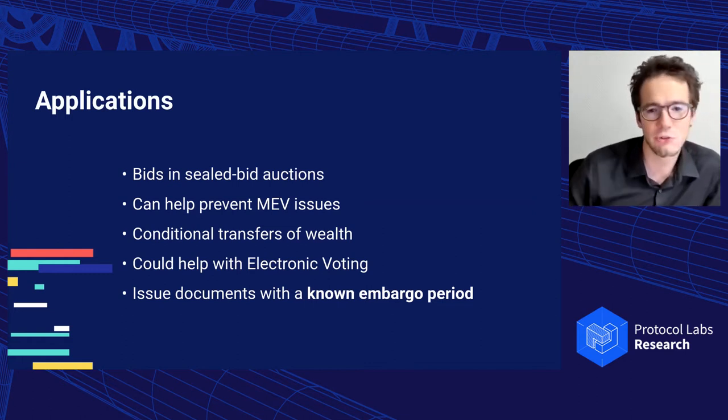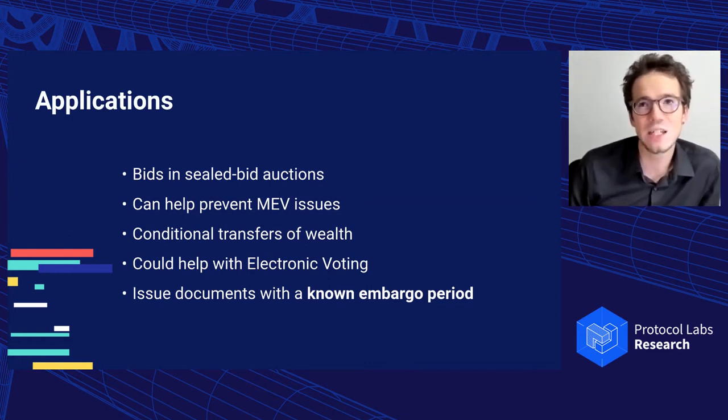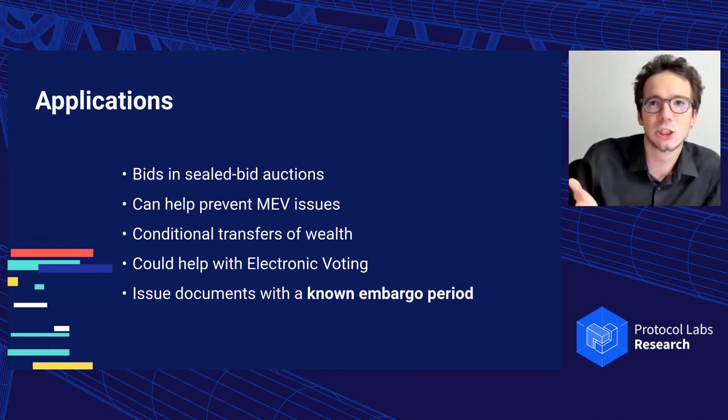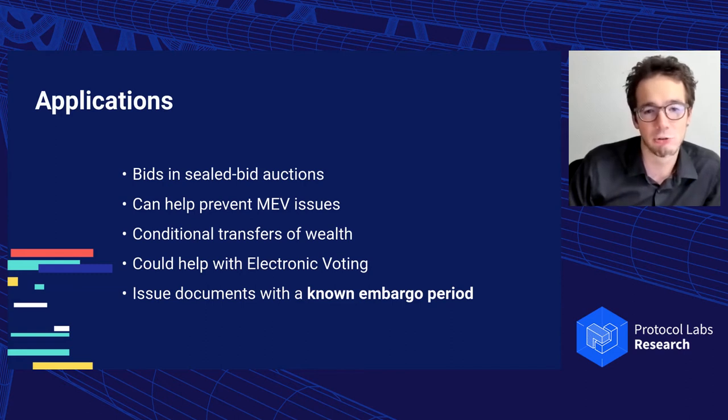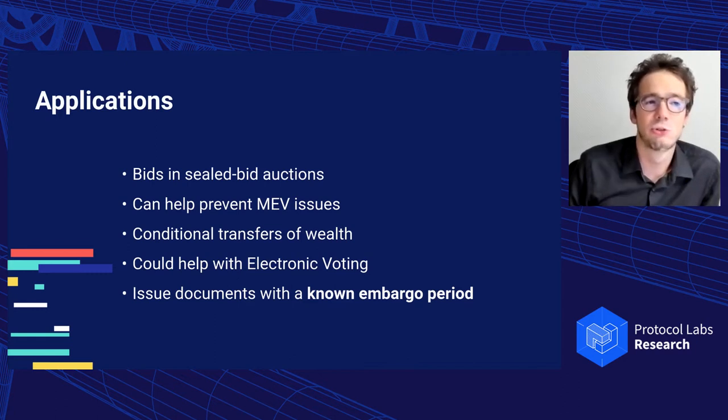Also, conditional transfer of wealth is really easy in the blockchain space. You could imagine, you just encrypt your private key, like your private Bitcoin key, with a timelock encryption scheme. You say, we cannot decrypt it until, I don't know, 1 year in the future. And if you're still alive in 1 year, what you do is you transfer your funds to a new address.